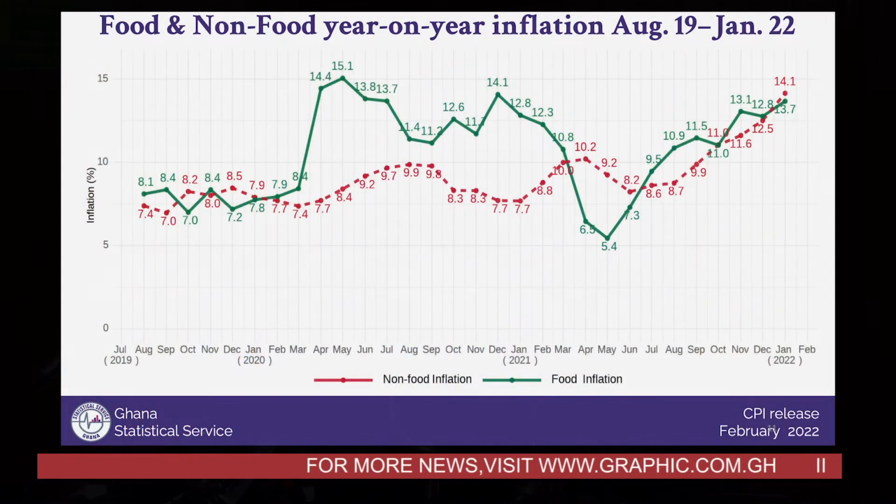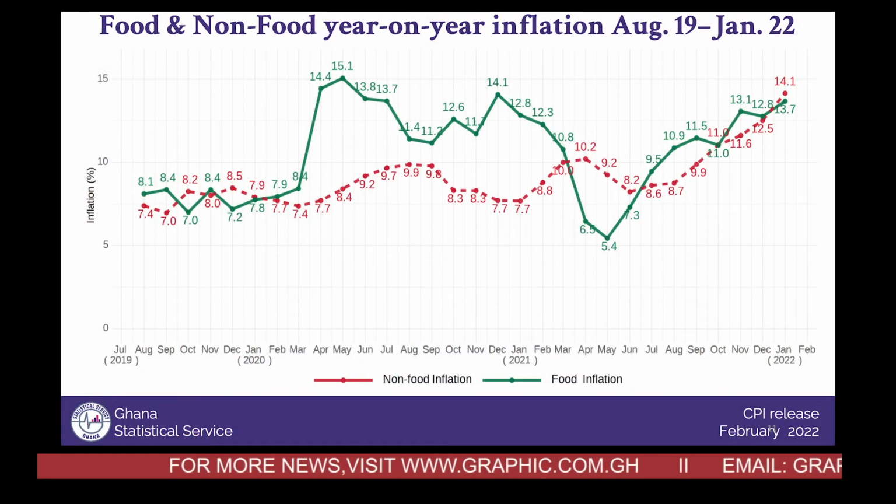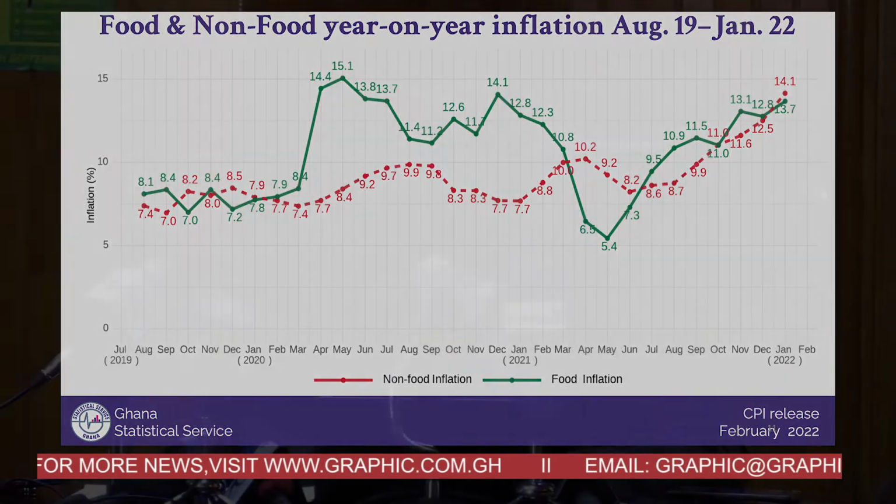The last time that non-food inflation surpassed food inflation was in June 2021. So for the first time in 7 months, we see non-food inflation surpassing food inflation by 0.4%, indicating that in the last 6 months, we saw the dominance of food inflation over non-food inflation.